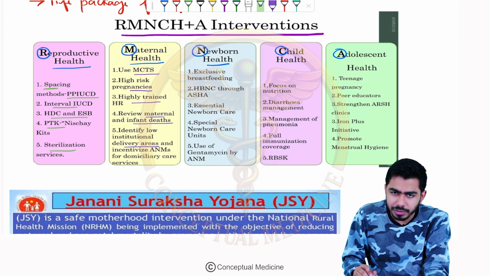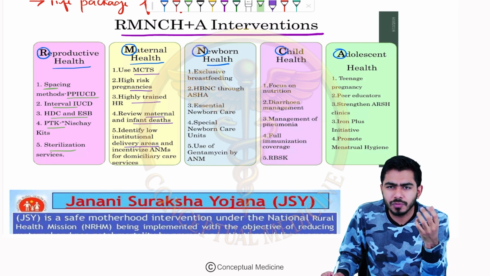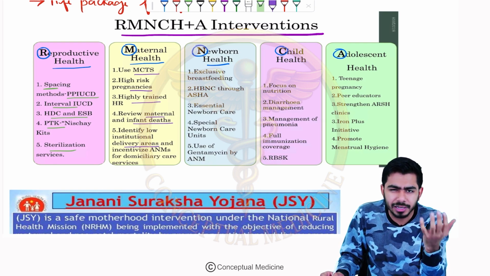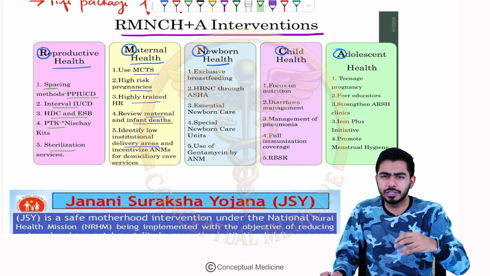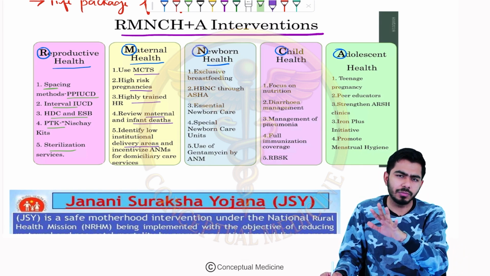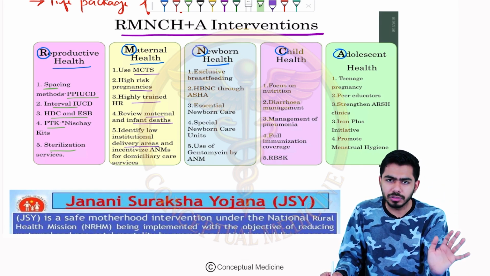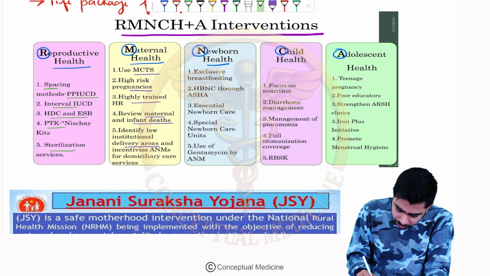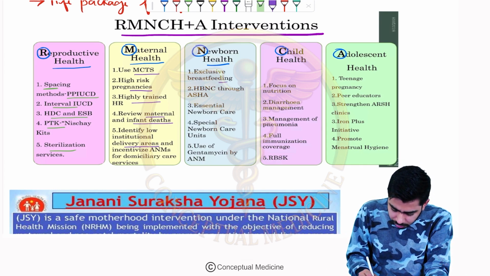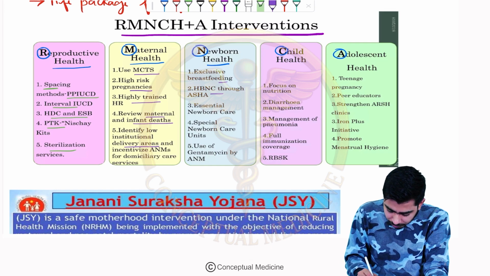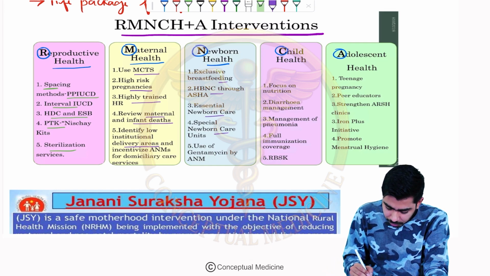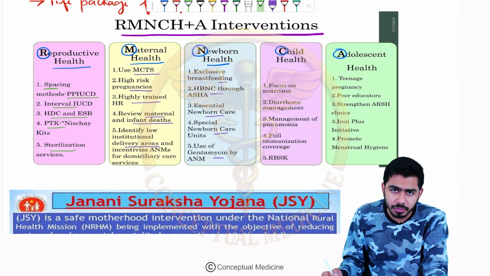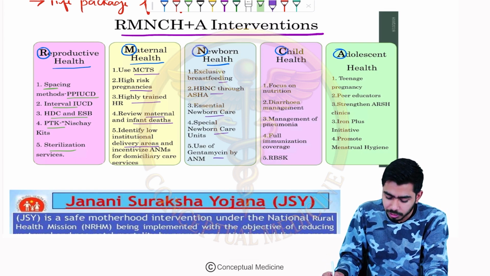Newborn health: basically the chances of these points coming in the exams are very less. It's just to sensitize you that we have 5 points in each particular section, right? In newborn health we have exclusive breastfeeding, HBNC with the help of ASHA, essential newborn care, special newborn care units, which we shall talk about further, and use of gentamicin by the ANM to prevent infection and all.